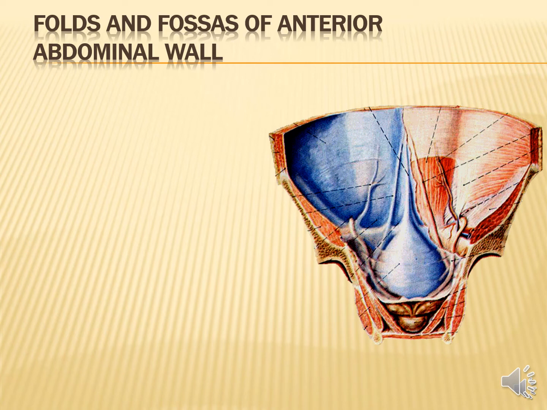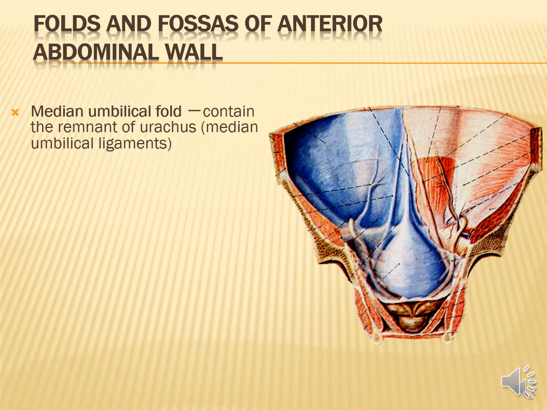Coming to the folds and fossae of anterior abdominal wall. Now, if we remove all the muscles and extraperitoneal connective tissue, then we come across the peritoneum covering the anterior abdominal wall, and we can see certain elevations and depressions over there. They have been named as folds and fossae. Now there are 5 folds in all.